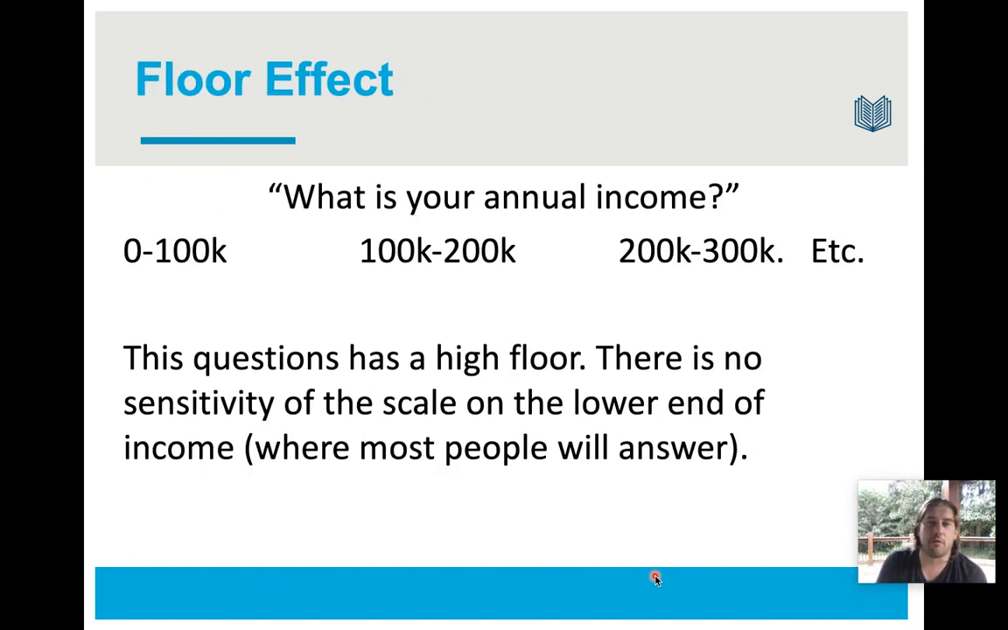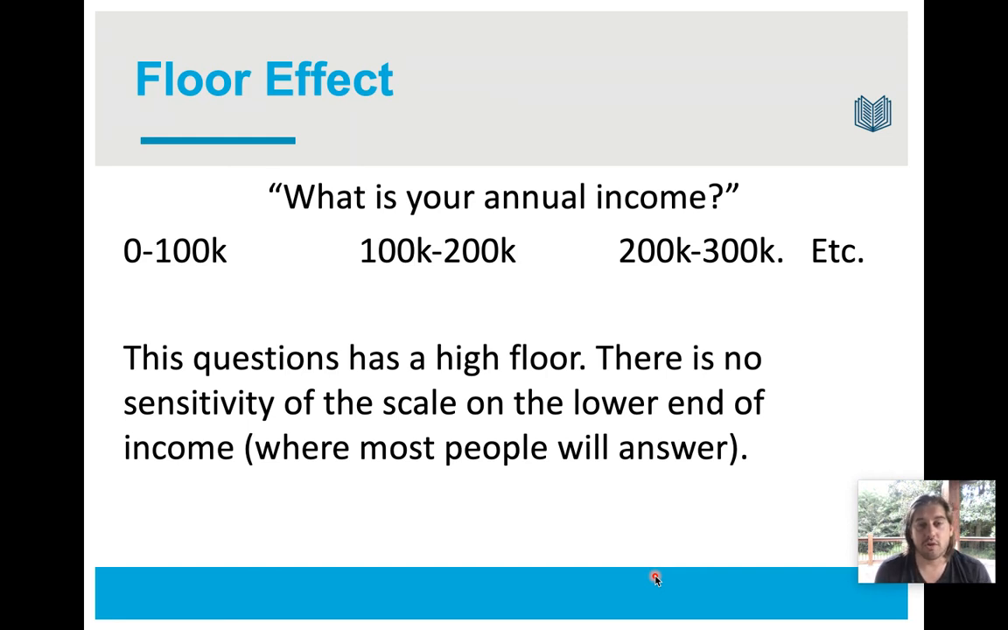And here's an example for a floor effect. What is your annual income? And so we say, okay, we'll just take some standard chunk of income. Let's say $100,000, and that will be our increment. So please choose one of these three options. Do you make $0 to $100,000 a year? Do you make 100 to 200? Do you make 200 to 300? Do you make 300 to 400? So on and so forth.